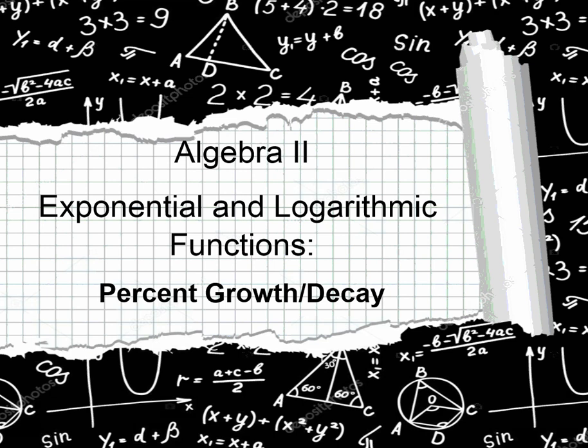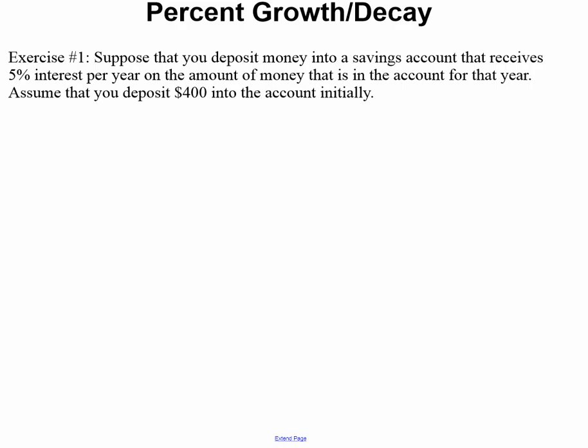In this video, we're going to talk about percent growth and percent decay. In this example, you have money that you're depositing in a savings account, and you get 5% interest every year on the amount of money that's in the account. So let's say you start out with $400 in the account. We want to figure out, maybe after each year, for a few years, how much money we're going to have in the account at the end of the year.